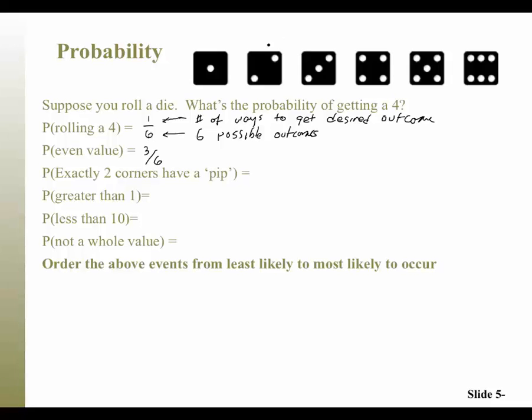2 and 3? So theirs would be 2 out of 6. Of the 6, these 2 have exactly 2 corners with a pip. Make sense? Exactly 2 corners. Exactly 2, right? And how many corners have a pip on number 4? 4. So exactly 2, not at least 2. Okay, greater than 1. Should be 5. You should get 5/6.